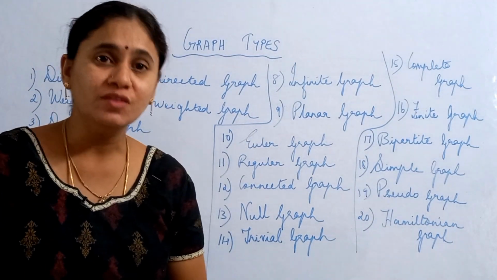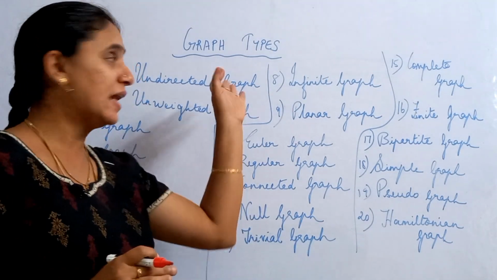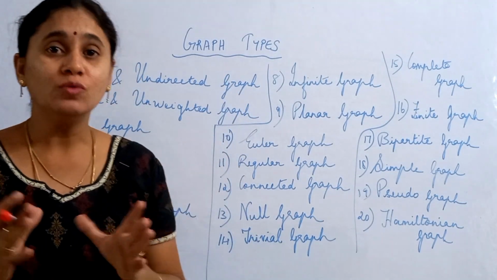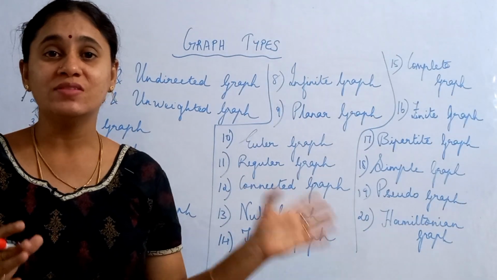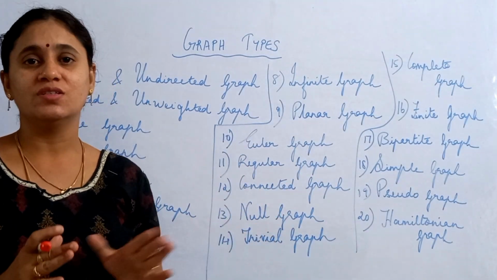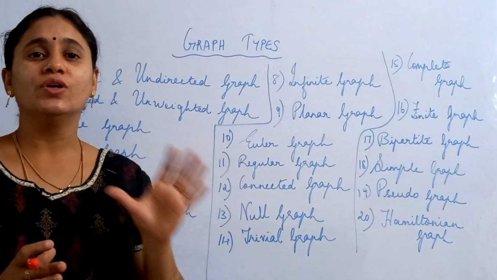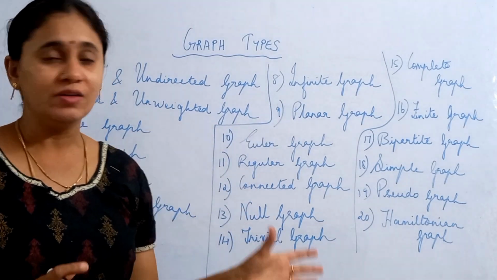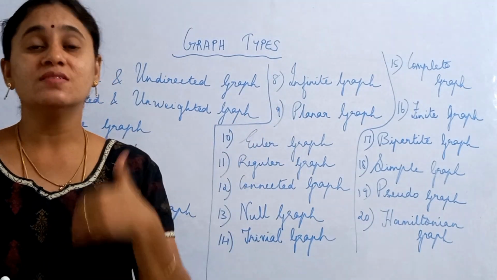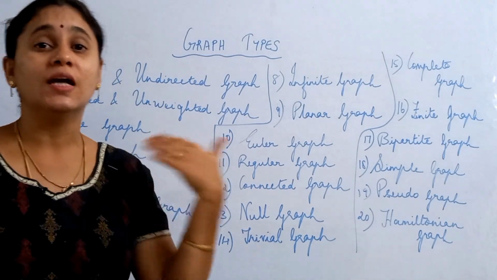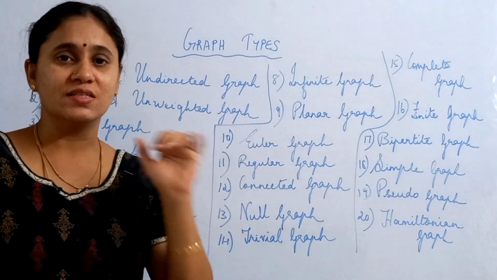So in this session we are going to discuss graph types. There are around 20 types of graphs present in data structures. In this session we are going to discuss only a few of them, and in the remaining two sessions, we are going to continue the discussion of their types.